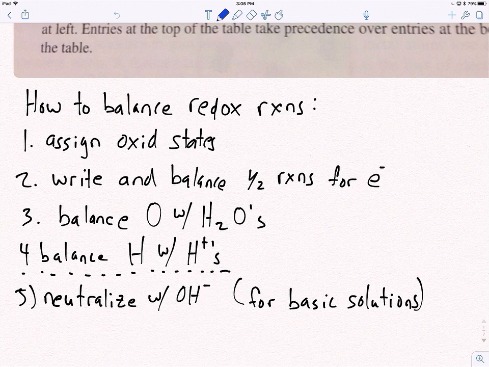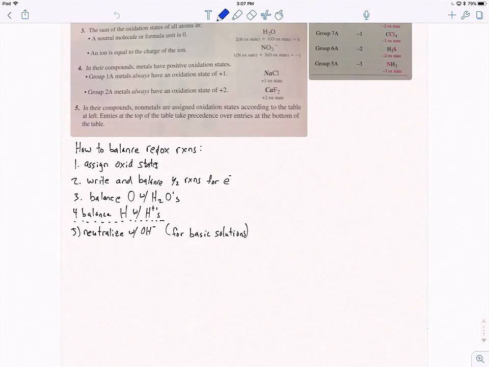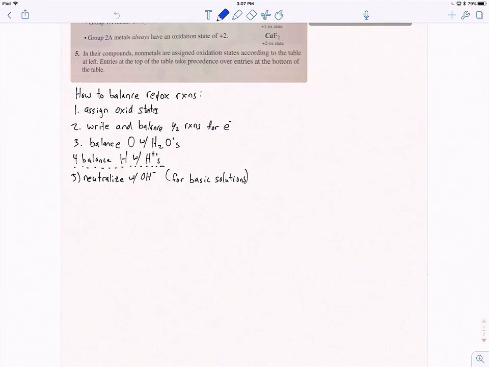So how you balance redox reactions: assign the oxidation states, then write and balance the half reactions for the electrons only. Balance the oxygens with waters, balance the hydrogens with hydrogen ions, and that's for acid solution. If it's a basic solution, you neutralize with hydroxide, and then you have to subtract out waters, and then you're done. So we'll do this a few times at various degrees. Anybody have any questions before we start?